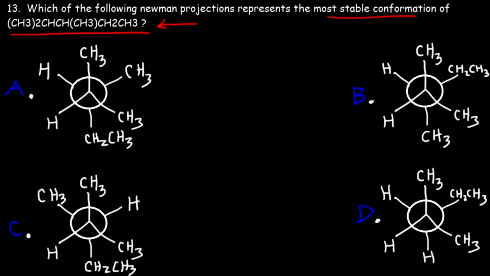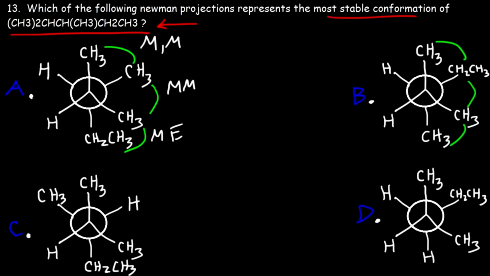We need to count the number of gauche interactions. This is a gauche interaction. The CH3 groups are 60 degrees apart. So we'll call this a methyl-methyl gauche interaction. This is another methyl-methyl gauche interaction. And that's a methyl-ethyl gauche interaction. So A has 3 gauche interactions. B also has 3 gauche interactions. Here we have a methyl-ethyl gauche interaction, another methyl-ethyl, and a methyl-methyl gauche interaction.